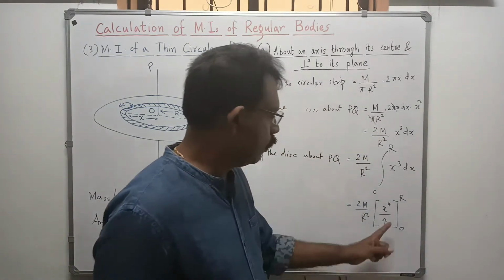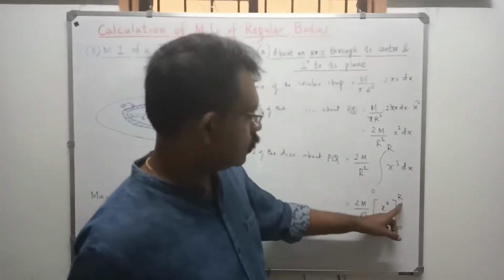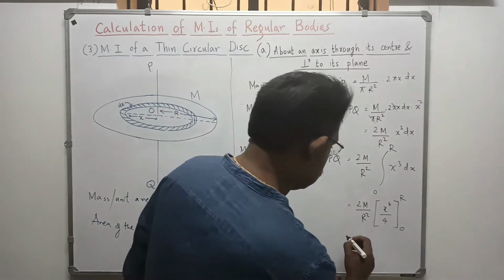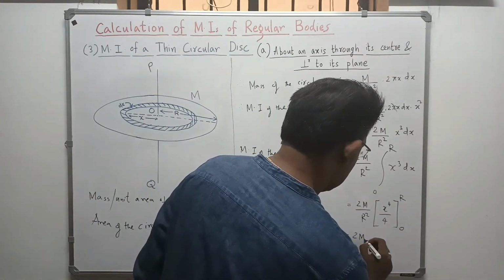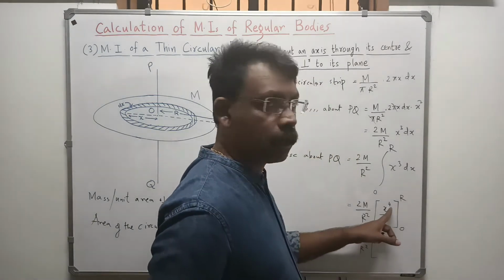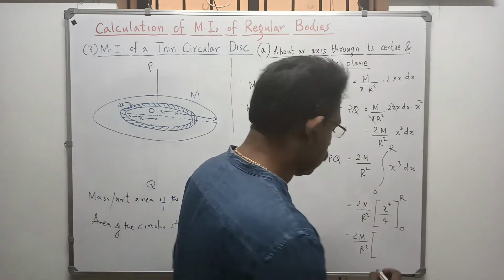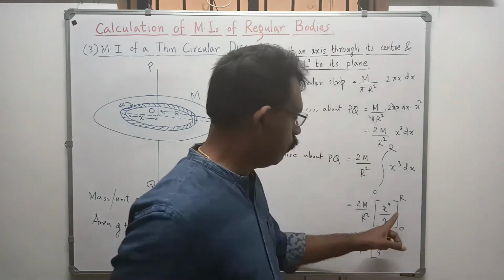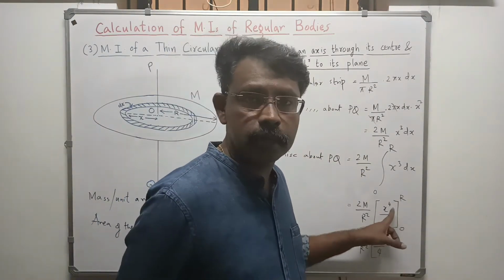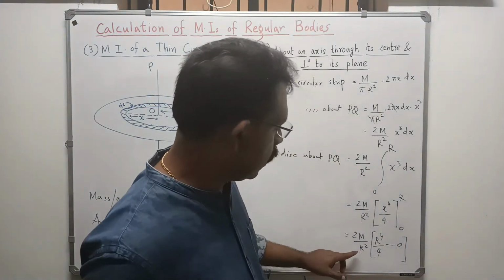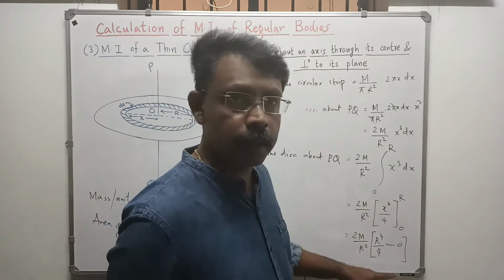Apply first this limit, then minus apply this limit. So it will be 2m by r squared into, first limit application, instead of x I will put r, that is r raised to 4 by 4, minus, when I put 0 in the place of x I will get 0. So this is nothing but 2m by r squared into r raised to 4 by 4.